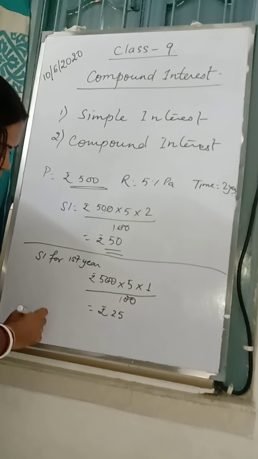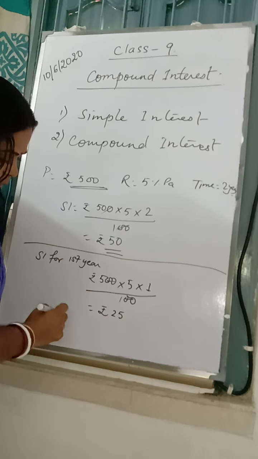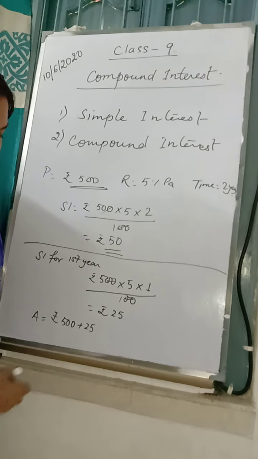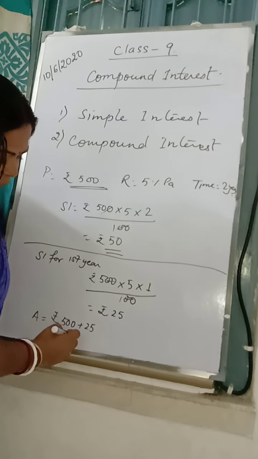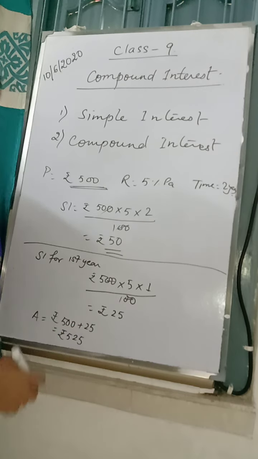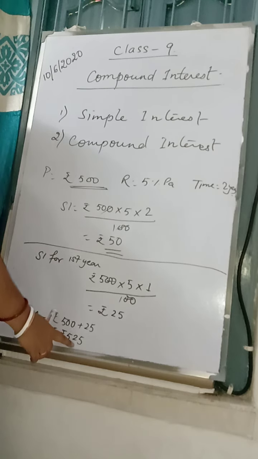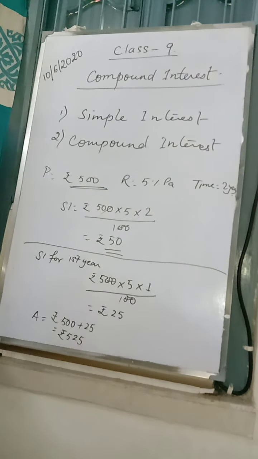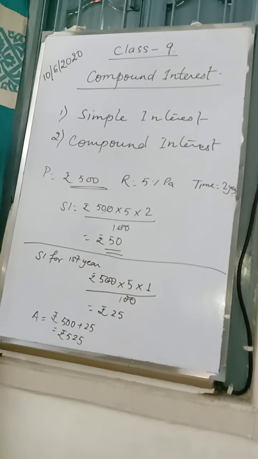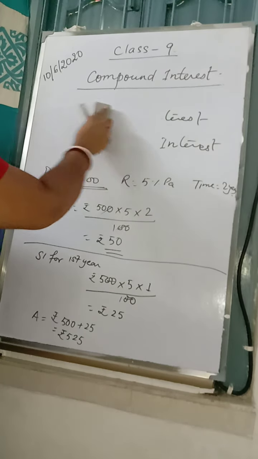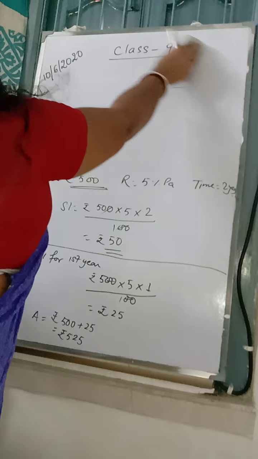Now the amount after 1 year will be what? Rupees 500 was the principal and this 25 rupees is added as interest. So rupees 525 is the amount. So the principal for the next year would be rupees 525. Next year the interest will be calculated on 525 rupees, whereas in simple interest, both years the interest was calculated on rupees 500. Now see what the difference is.